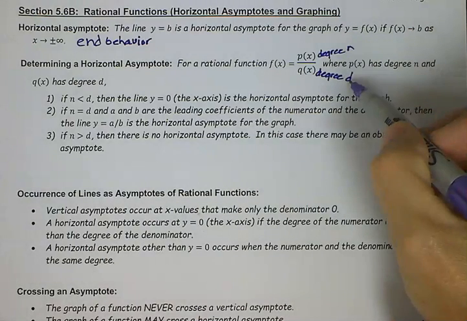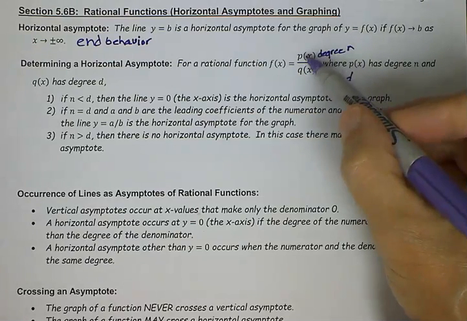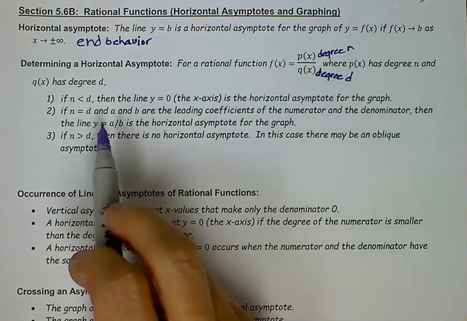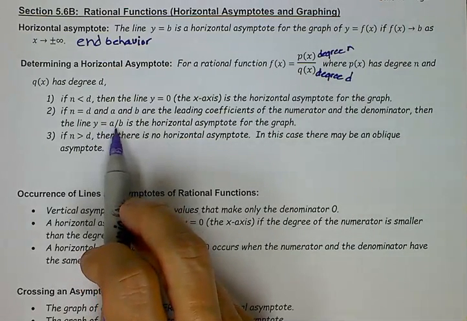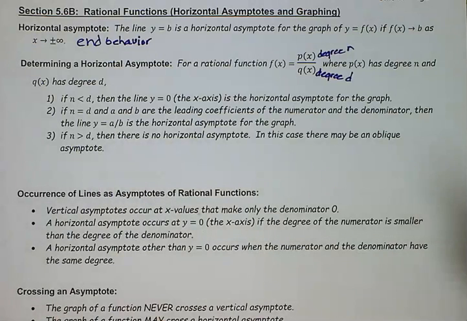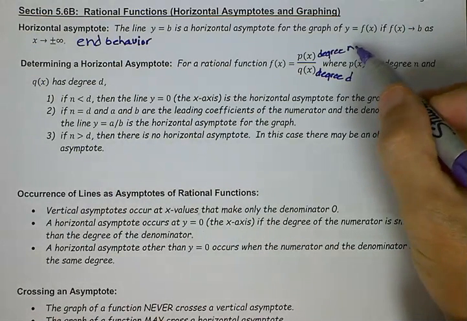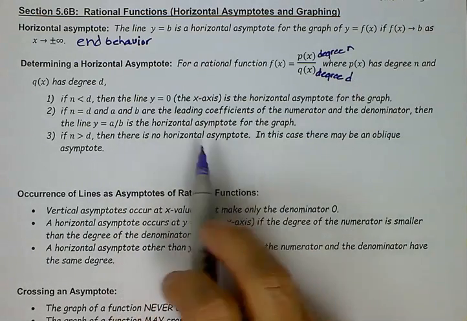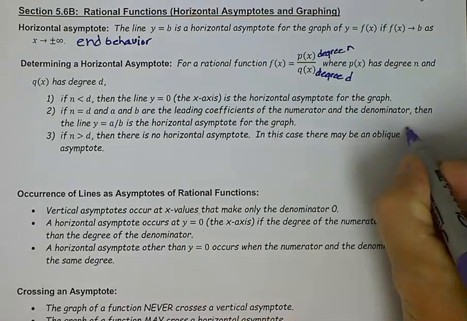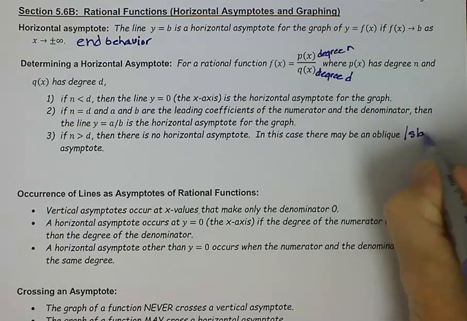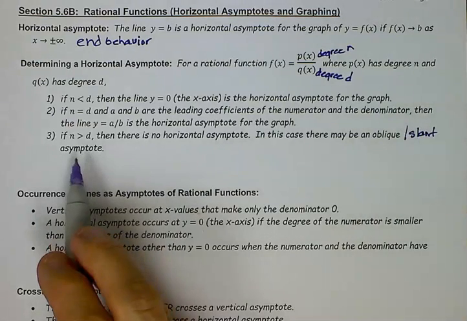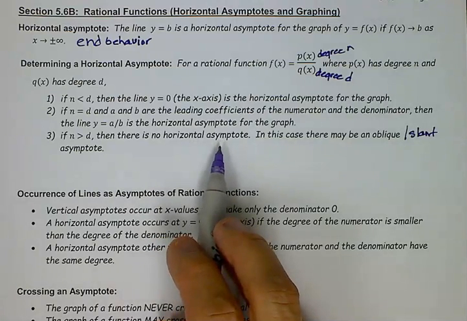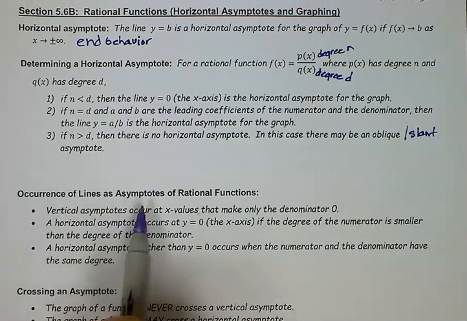If the two degrees are the same, then we also have to go back and look at the leading coefficients for the two polynomials. We divide those, and that gives us our value for our horizontal asymptote. The third possibility is that the degree on the top is greater than the degree on the bottom. In that case, there is not a horizontal asymptote. And you'll see in some places that there may be an oblique, or sometimes called a slant, asymptote. We're not going to worry about oblique asymptotes, so in this case, we can just say there's not a horizontal asymptote.